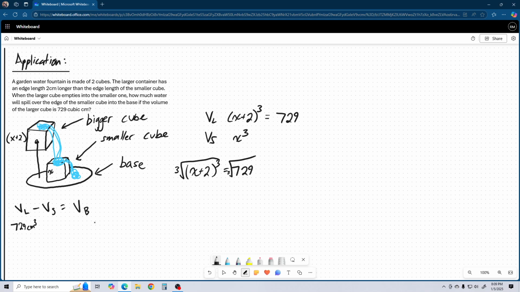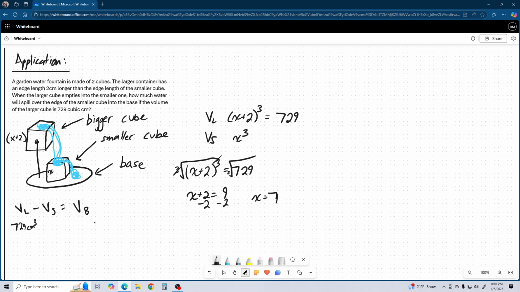All right, so 729 is, well, 9 times 9 is 81, 81 times 9 is 729. So we know that the cube root is 9. Because we eliminated the cube and the cube root, all we're left with is x plus 2 equals 9. Hopefully I don't have to help you from here. We subtract 2 from both sides, and x equals 7.